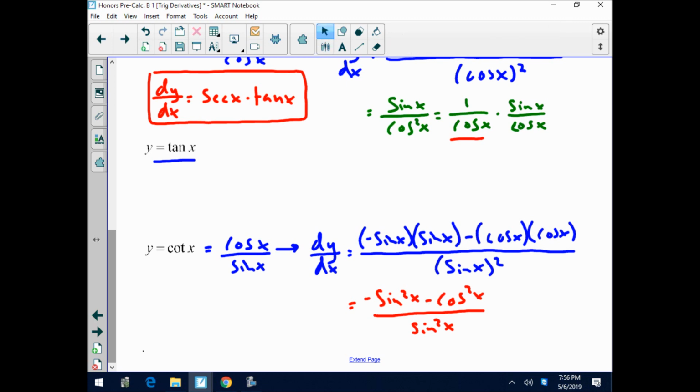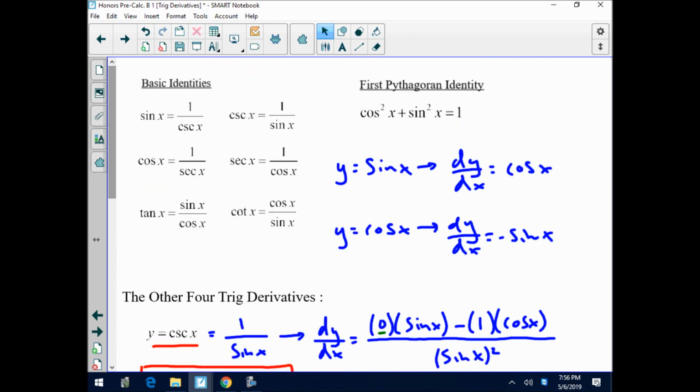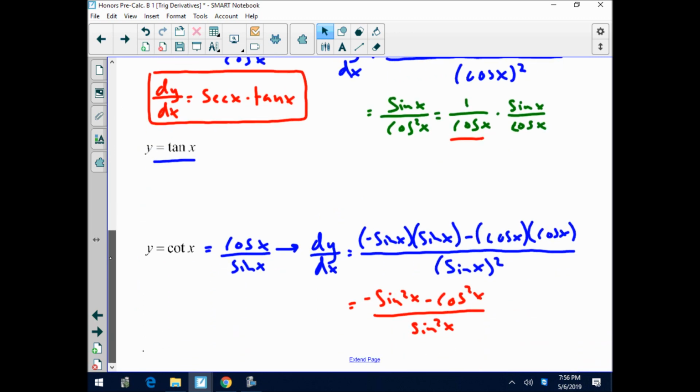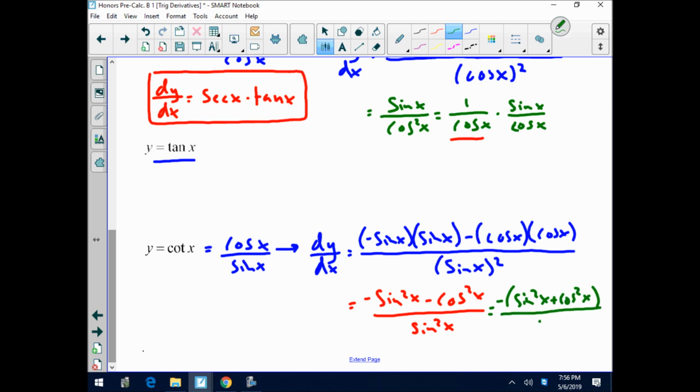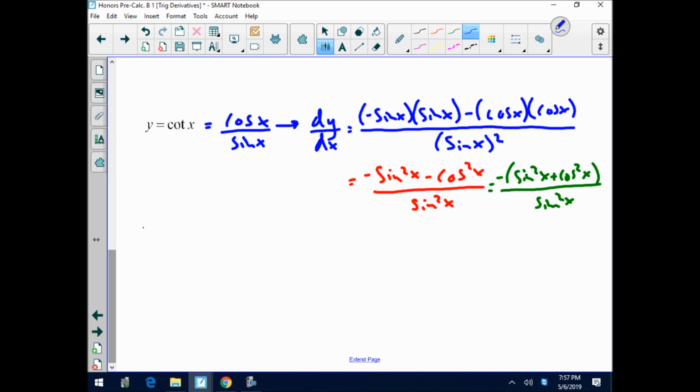Now we're pretty close to our Pythagorean identity of cosine squared x plus sine squared x equals 1. But the problem is that both of our terms are negative. We can solve this by factoring a negative out of the numerator. So we have negative sine squared x plus cosine squared x in the numerator, divided by sine squared x. And now that sine squared x plus cosine squared x is 1, so we have negative 1 over sine squared x.